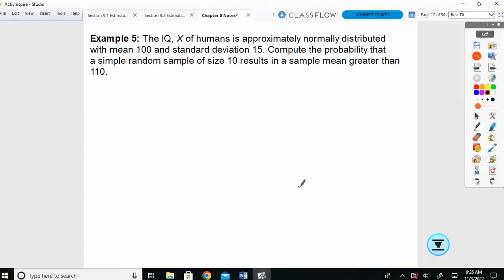Do you guys want to try to set it up by yourselves or you want to do it together? Okay, give it a try. Take a few minutes, see if you can figure it out.